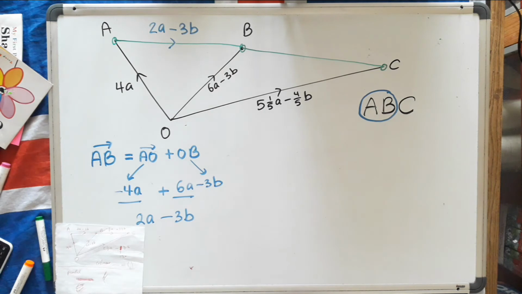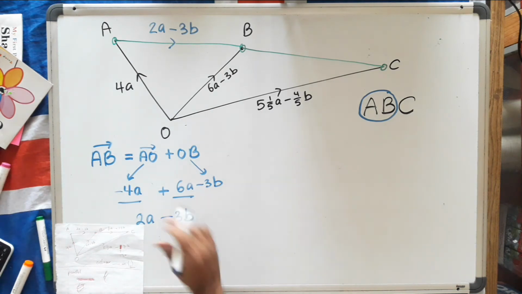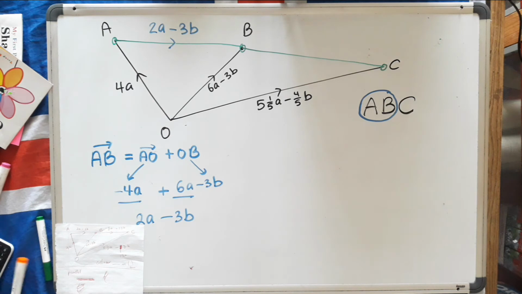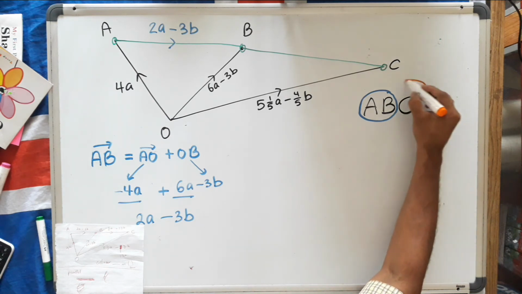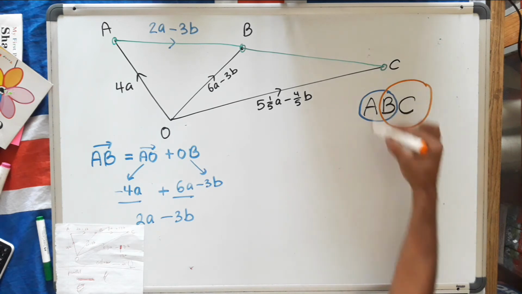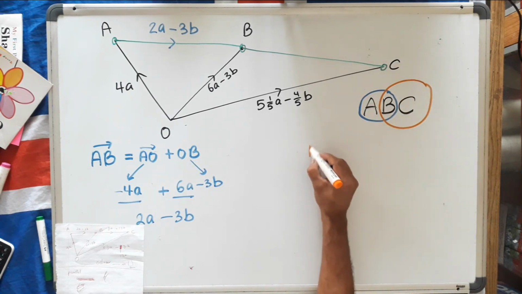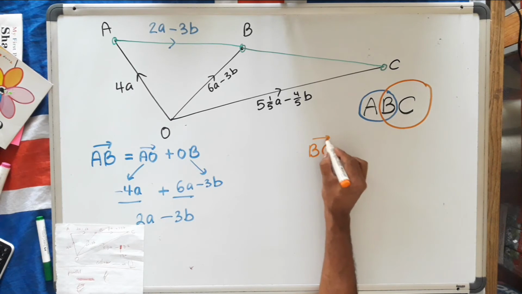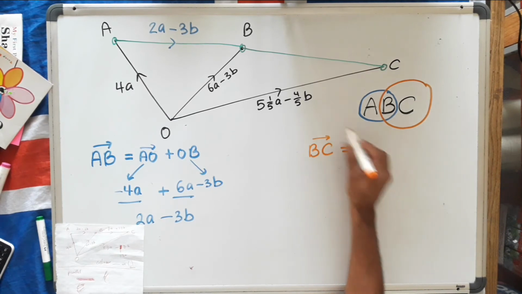Notice I updated my diagram. When you get an answer, please put it on the diagram. It will help you so much in the exam. Now, remember how we had circled the first two letters? We're going to circle the last two letters. It looks like a Venn diagram. Concentrate on the orange circle. What two letters are in the orange circle? BC. So let's find vector BC.